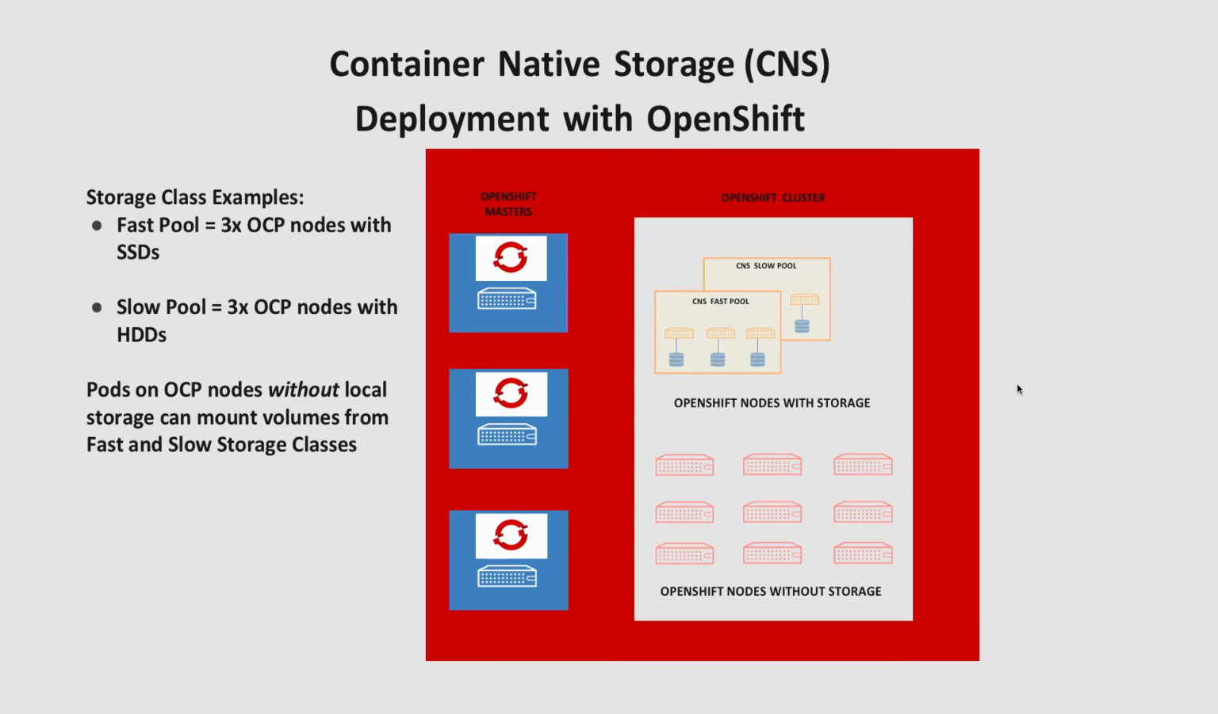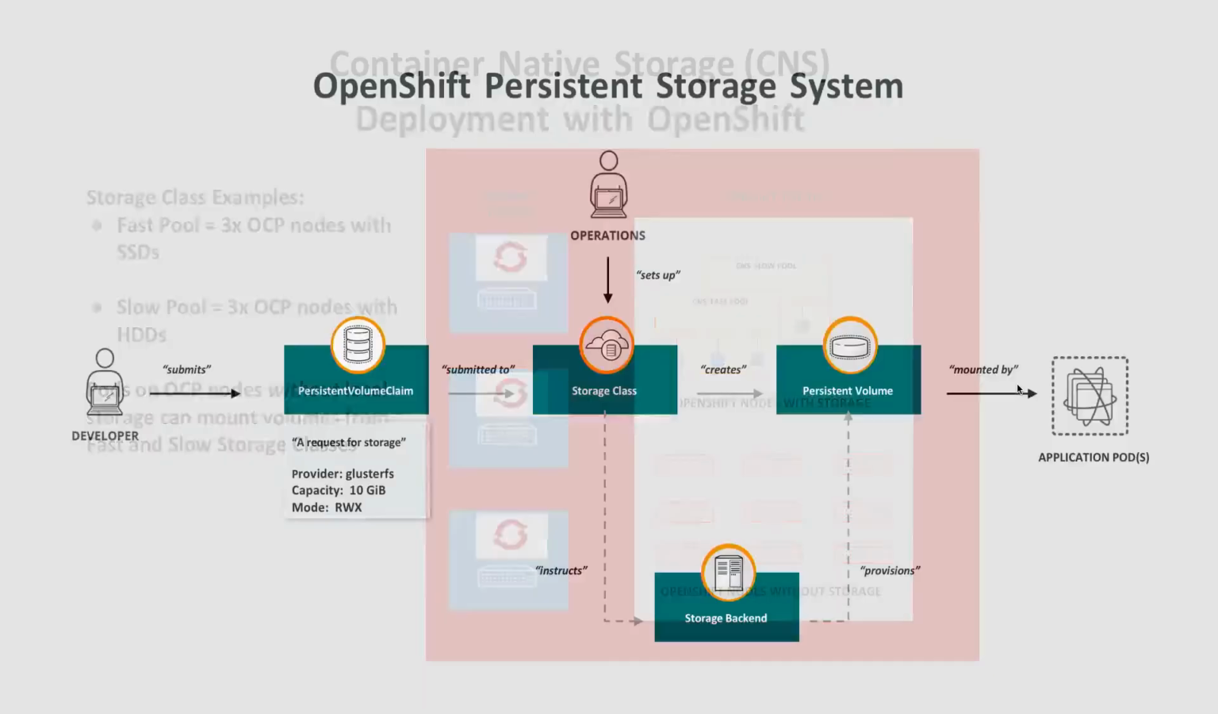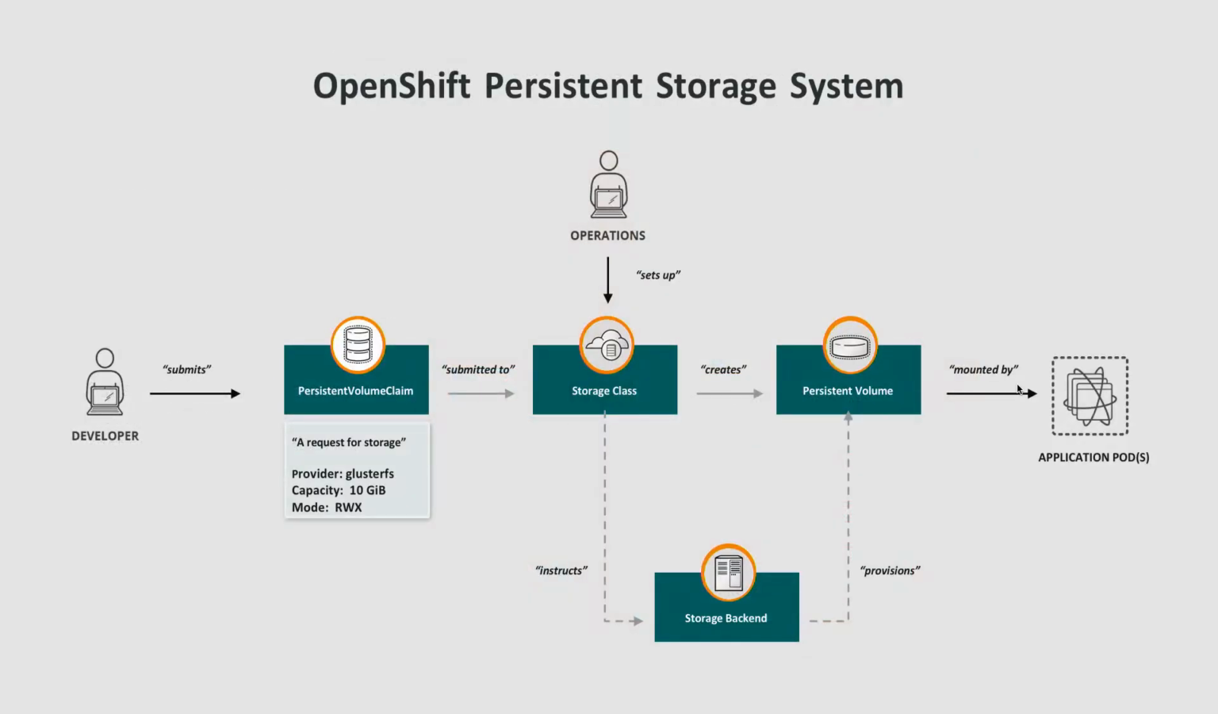So in this example, we're going to have a combination of fast pool and slow pool. There's going to be 3 nodes that are actually persisted with storage. There's going to be other nodes that have no storage, but they're consuming that storage. So you're not actually landlocked, in a sense. You're not isolated to running containers that need persistent storage specifically on nodes that are backed by storage. And this is a little bit of how the OpenShift persistent storage system works.